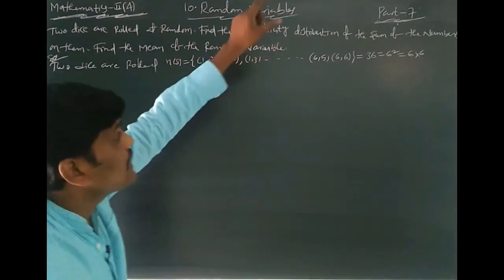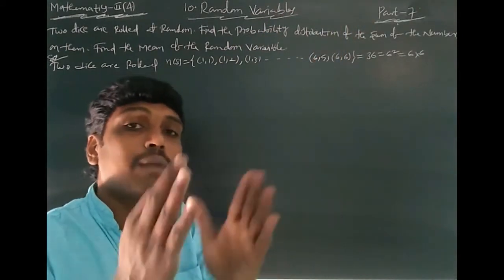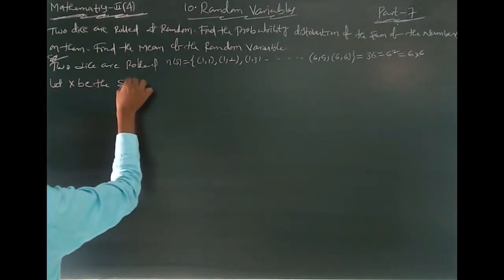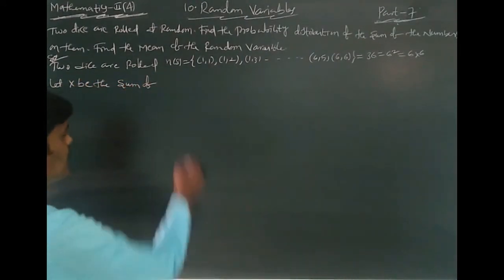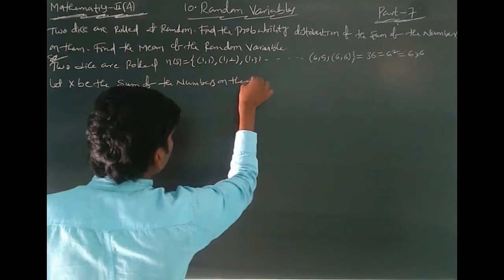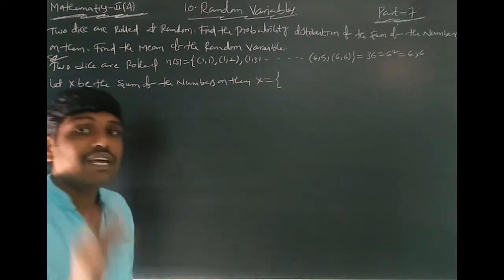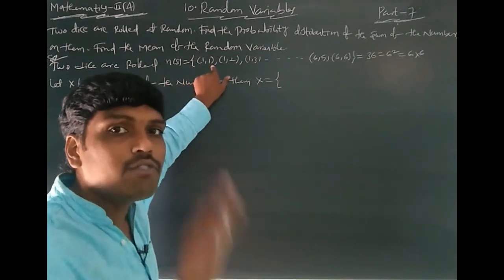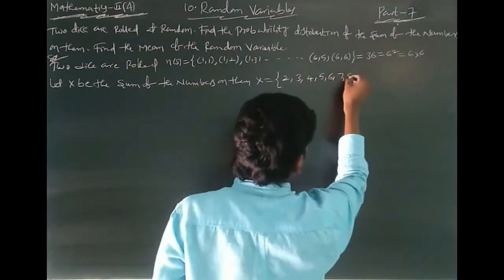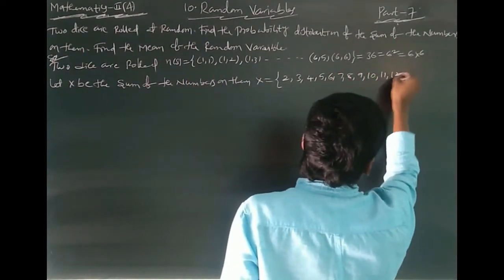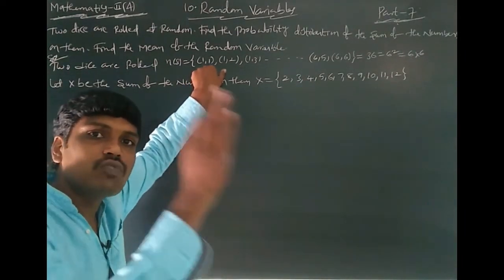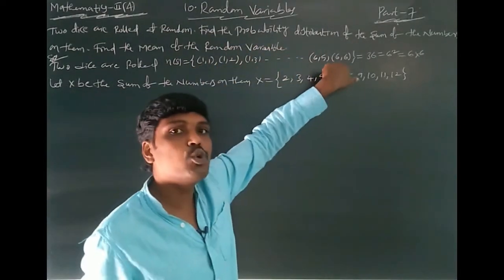In these outcomes, we take the sum of the numbers on them. What is the probability of each sum? Here, let capital X be the sum of the numbers on them. See students, what is the sum of the numbers here? What is the least one? (1,1): 1 plus 1, sum is 2. Then 3, 4, 5, 6, 7, 8, 9, 10, 11, 12. The last term is 12. Correct or not, students? The least value is (1,1), sum is 2. The maximum value is (6,6).